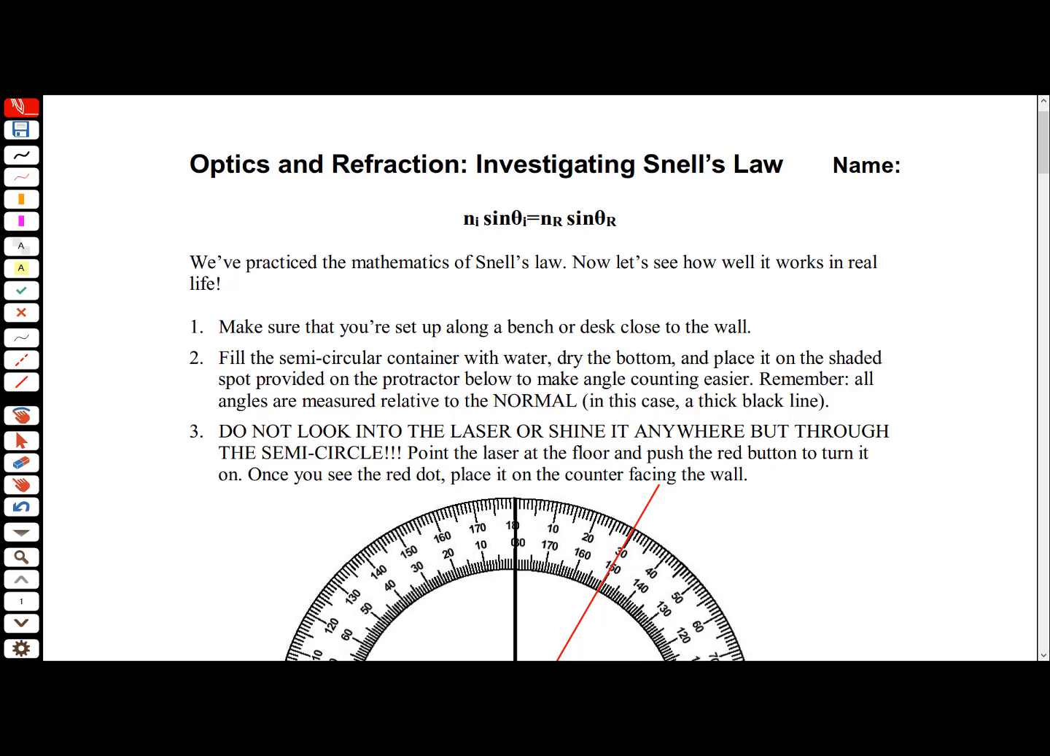Good day, and welcome to Optics and Refraction: Investigating Snell's Law. This is a lab we do at my high school, and we're just going to walk you through how to use a new equation, Snell's Law, Ni sine theta I equals Nr sine theta R, the math that underlies how light bends when it moves from one substance to another.